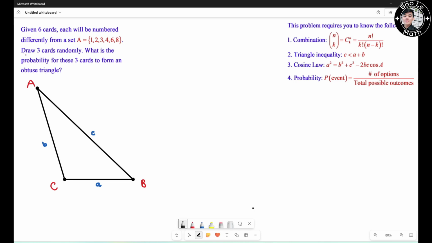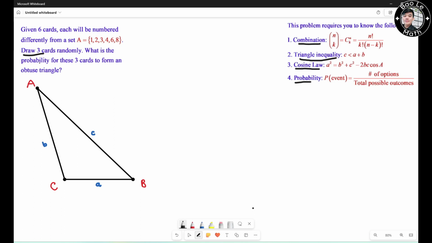Alright. So first, we need to know the following formulas to help solve this problem. The first one is combination. The second one is the triangle inequality. The third one, the law of cosines, and the last one, the probability formula.